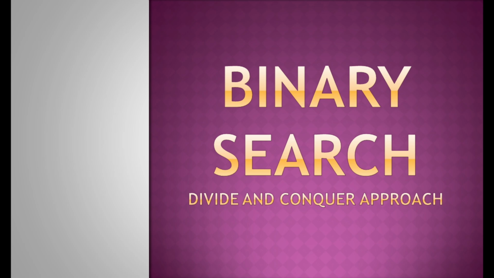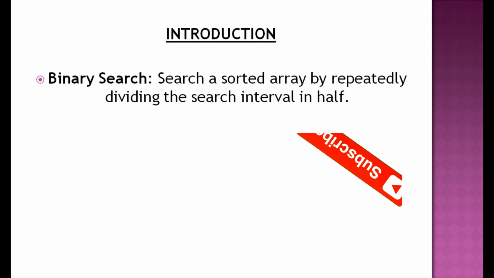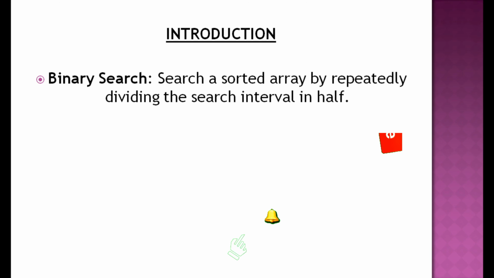So let us go to the introduction part of binary search. Here in this introduction part, what is a binary search? Search a sorted array by repeatedly dividing the search interval in half. Here in binary search, there will be a sorted array, and the sorted array will be divided into half. When it is divided into half, it searches for that element in that half, either the left half or the right half.